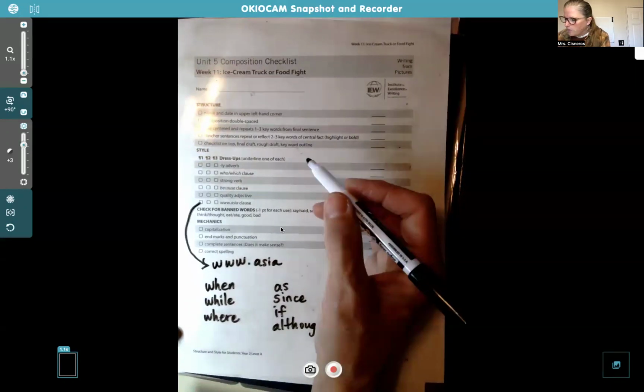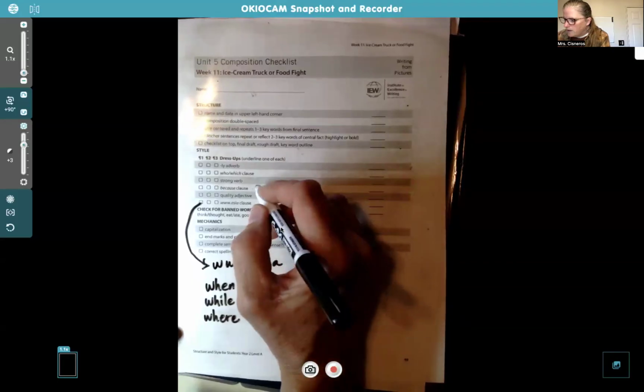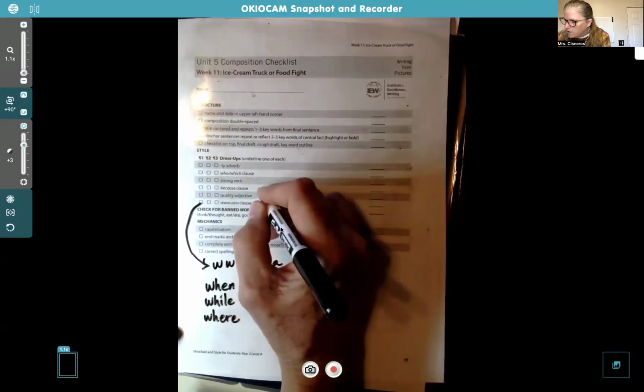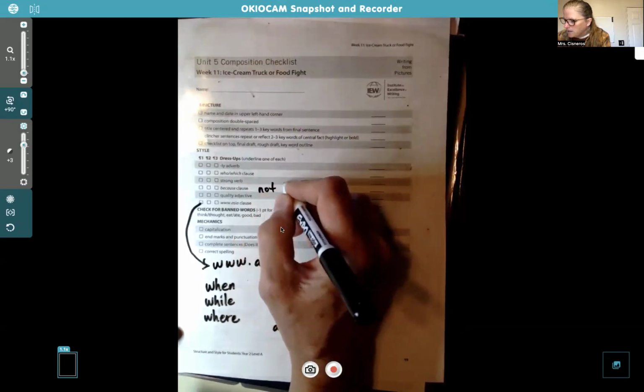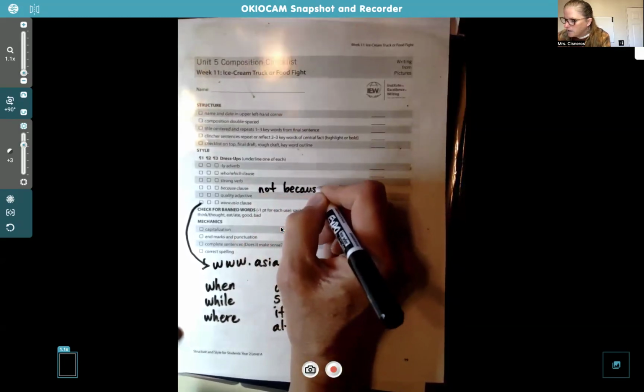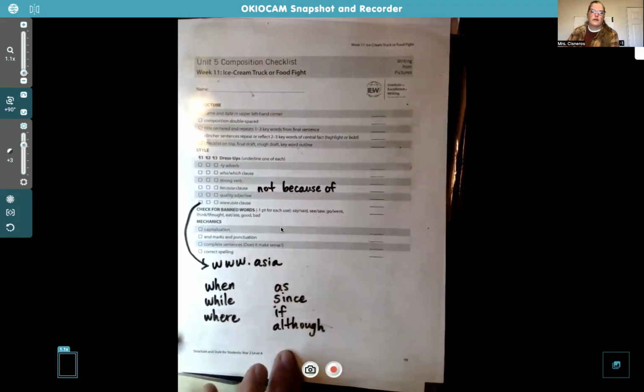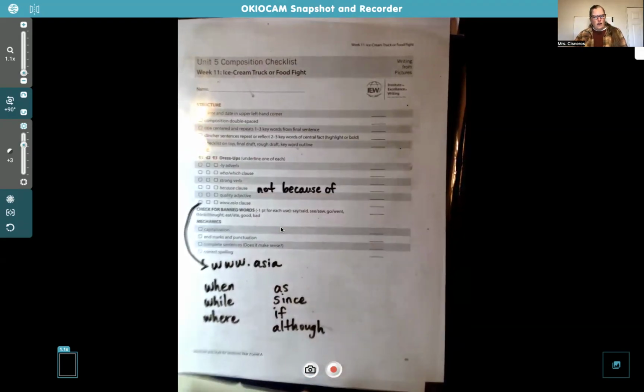The other note I want you to put on your checklist is right here next to the because clause. I want you to put not because of. Do not use of next to because. When you do that, it becomes a prepositional phrase. Because of is a prepositional phrase. So don't use that as a because clause. A because clause is telling why something is the way it is.